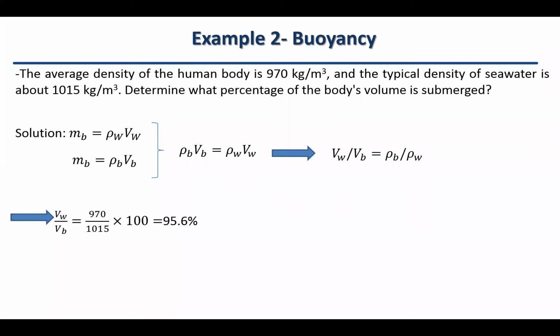So if we substitute here, for V_W over V_B, we know the density rho_B of the body is 970 and the rho_W of the water is 1015. And if we express it as a percentage, this ratio is equal to 95.6%. So this is exactly the percentage of the body's volume which is submerged. So 95.6% of the body volume is submerged. So that's the ratio.